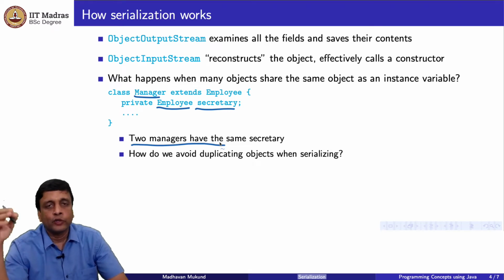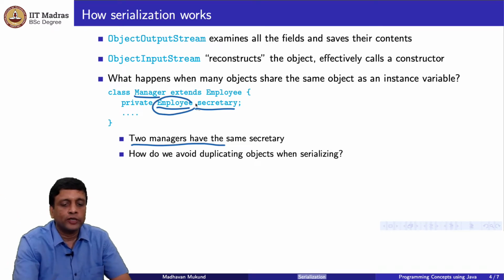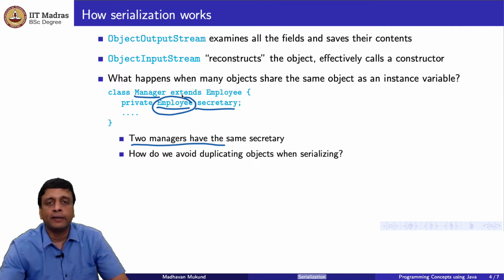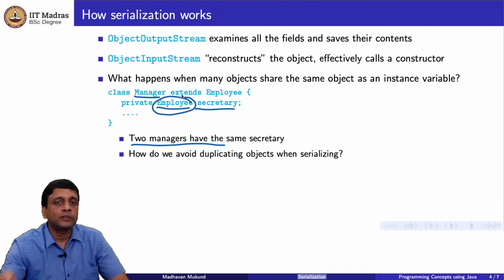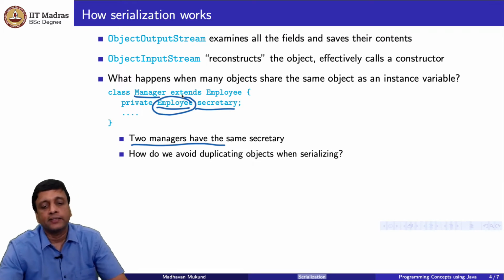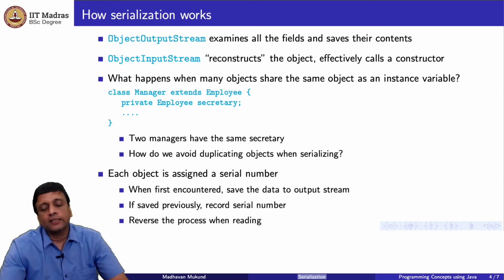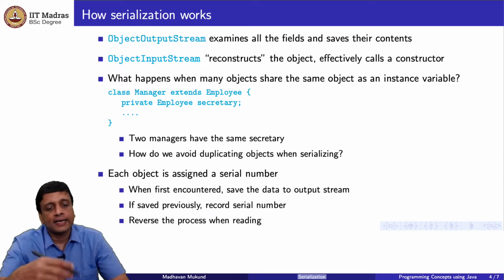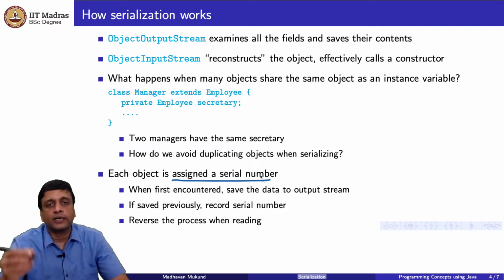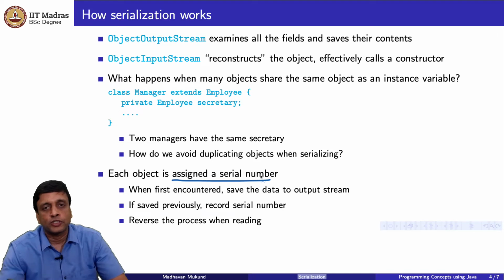So then we'll have the original secretary object, because there is an employee who is a secretary, so it's presumably represented by an employee object somewhere else, and that employee object is nested inside both the manager and the other manager. So to avoid this duplication, inside the serializable interface, which is something that we don't have to worry about, this write object actually implicitly assigns a serial number to every object that it encounters in the process of writing.